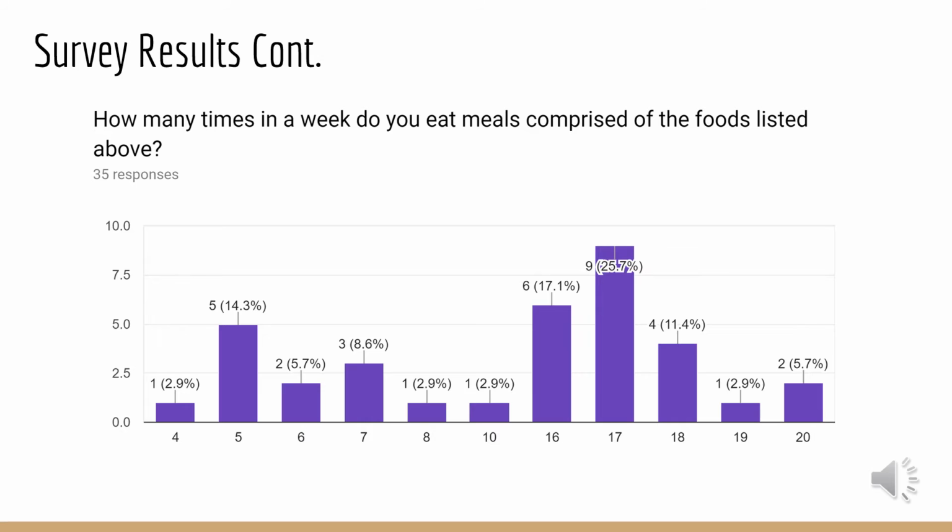The next question is, how many times in a week do you eat meals comprised of the foods listed above? We asked this question so that, once we get the results, we can measure on average how much a student is being exposed to acrylamide on a weekly basis. We found that most of our participants ate in the dining hall 17 times. Our lower participants who are eating only 4 or 5 times are again upperclassmen, but 17 times was usually comprised of lunch and dinner, and some days having breakfast out of the week.